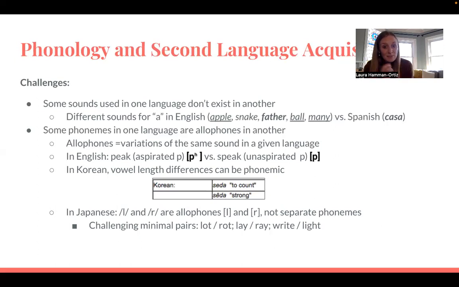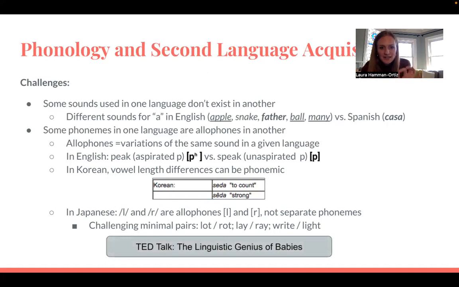And because of that, it can be challenging for Japanese speakers learning English to hear the differences between l and r. Differences that for a native English speaker seem really clear, but for someone who doesn't have those separate sounds in their language, where they have an in-between sound, it can be really hard to hear the difference between lot and rot, lay and ray, right and light. So you can see how those words would be challenging to understand if you can't hear the difference between those sounds.